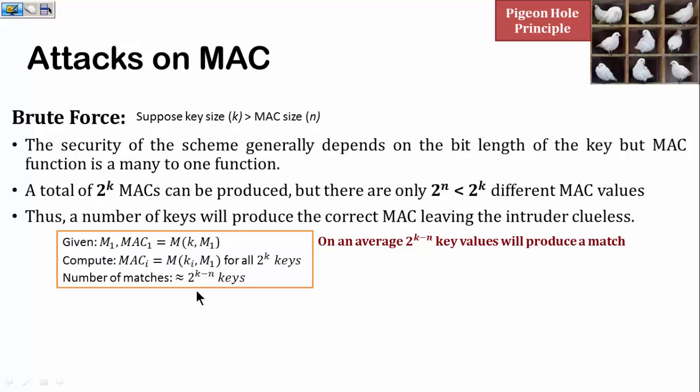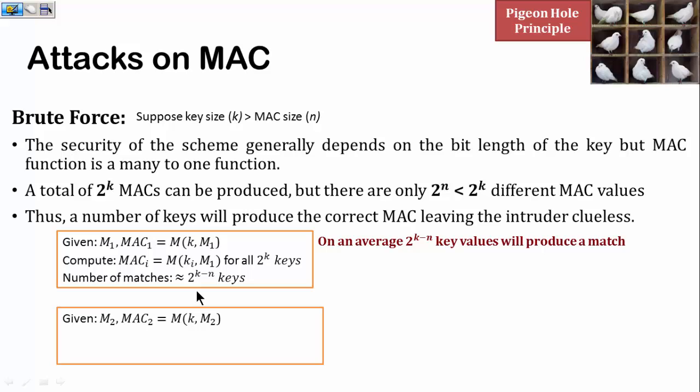And when you repeat this process again with some message M2 and you calculate the MAC2, now after the generation of all the Ki values for the 2 raised to the power k minus n keys, the result would be again 2 raised to the power k minus 2n keys. Why? Because now you have the maximum domain to be 2 raised to the power k minus n keys, and the MAC could be generated with the help of 2 raised to the power n values. So after the completion of this round, the number of keys left with you are 2 raised to the power k minus 2n keys. And the more rounds you complete, the fewer keys you get in every round, and eventually you will get a single key that would be the key used for the calculation of the MAC for a particular intercepted MAC value.